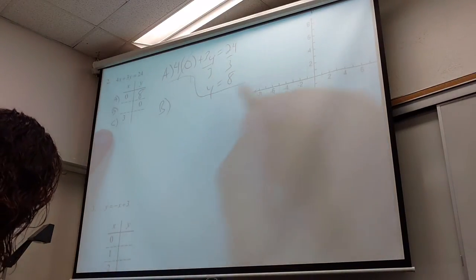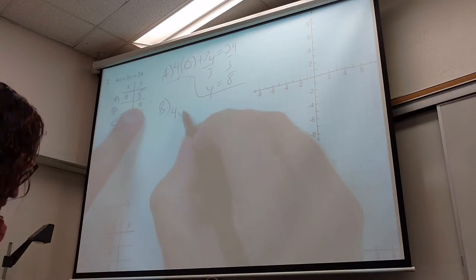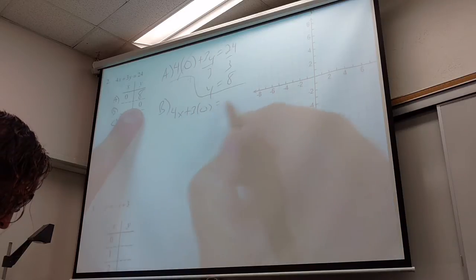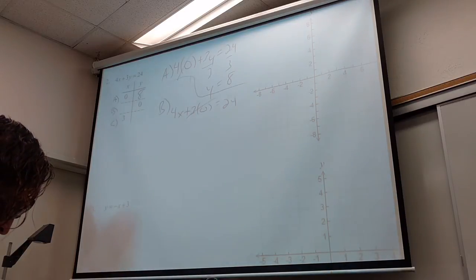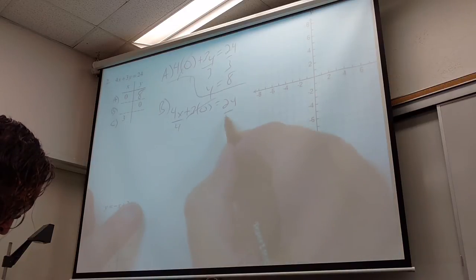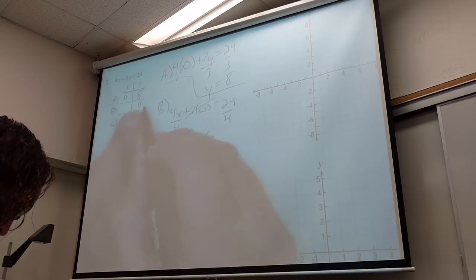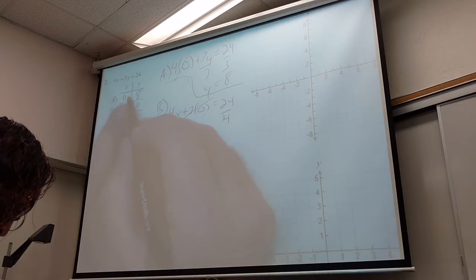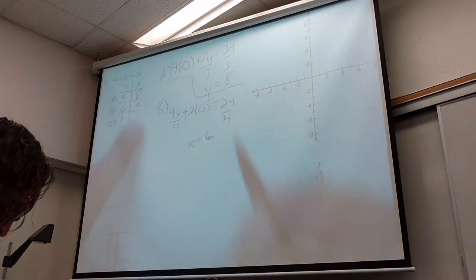Plug in 0 for Y. 4x plus 3 times 0 equals 24. This part goes away, so then I just divide by 4. X equals 6. So when Y is 0, X is 6. When X is 0, Y must be 8 to make that statement true.